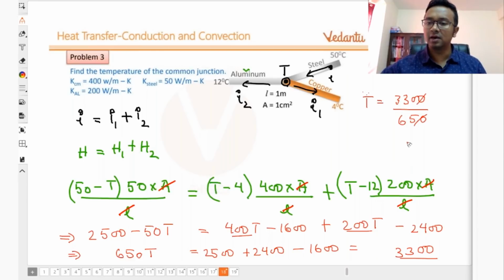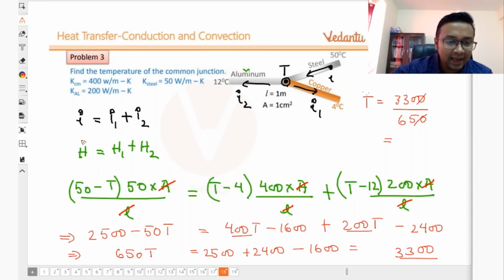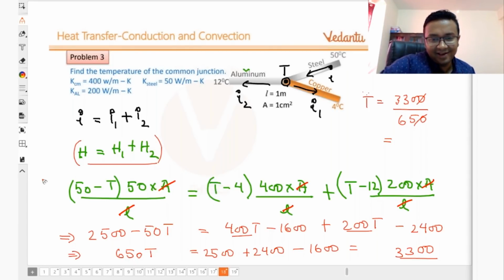Okay, you will get your answer as something in decimals to find out the temperature at the junction. But the basic concept remains the same. The basic concept is that the temperature at the junction is going to be such that the total incoming heat current is equal to the total outgoing heat current, my dear students. Okay, so I think this concept is kind of clear to everyone, isn't it? So that's all we have for today's session, my dear students.